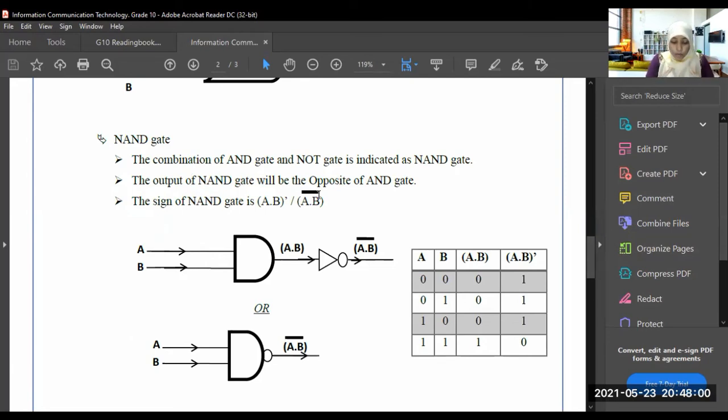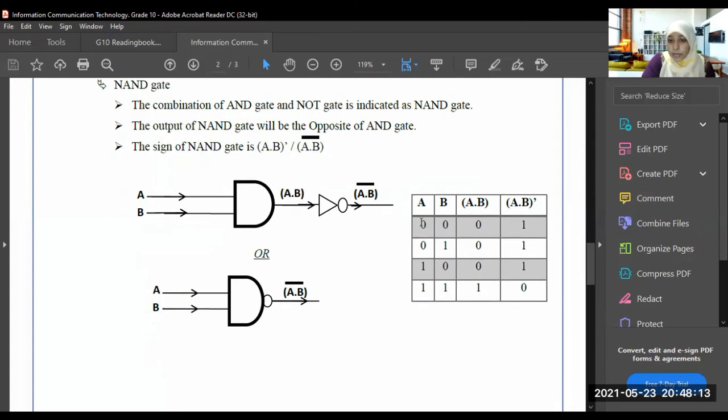In AND gate, both inputs should be on. So if both are on, the output will be on. But if there is a NOT gate, then the output will be off. As you can see here, 0 and 0 is 0, but if it is a NAND gate, then the output will be 1. 0 and 1, the output is 0, but when it comes with the NOT gate, the output will be 1. Likewise, it is the opposite of AND gate.